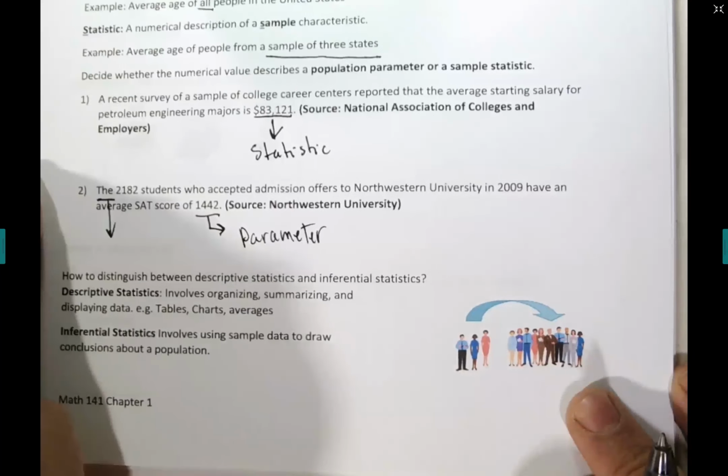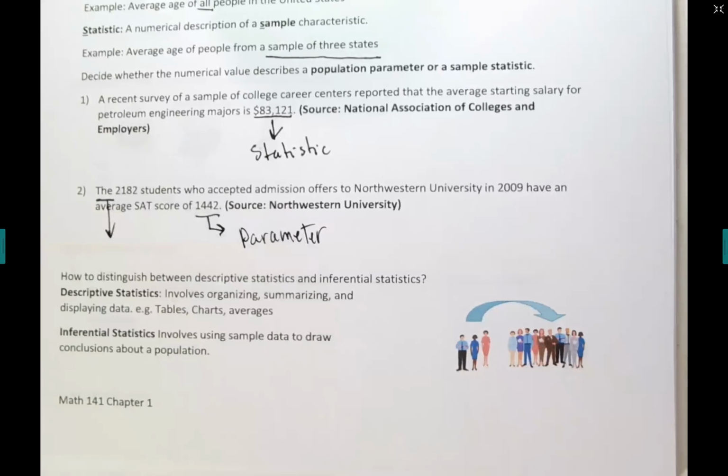Okay, you will get a chance to do more practice with this when you do your homework online. All right. How to distinguish between descriptive statistics and inferential statistics. Descriptive statistics, guys, involve just describing data. Nothing is said about it. Just describe what you have. And to describe something, you put it in a table, you summarize it, you display it, you put it in a chart, you give an average. This is all description. But when you try to make an inference about something, make a conclusion, a prediction in the future, then this is what inferential statistics is about. So you're trying to draw a conclusion about the population.